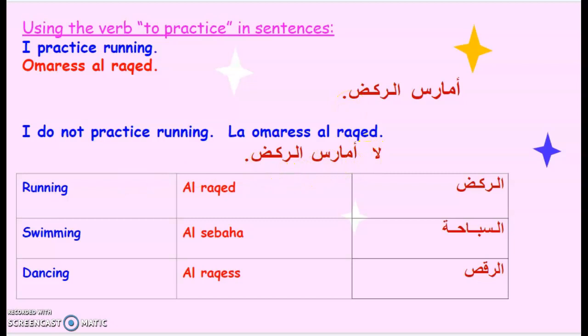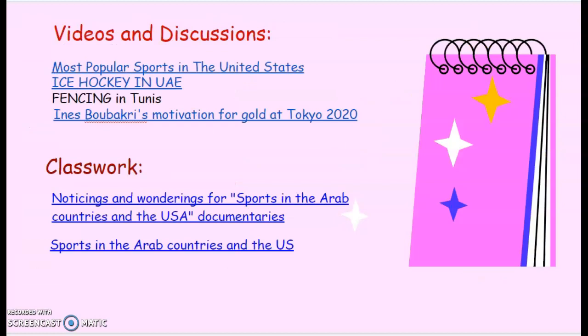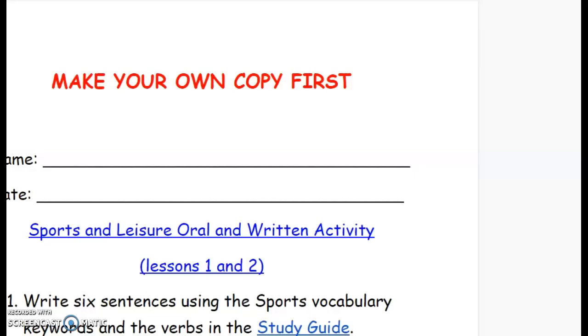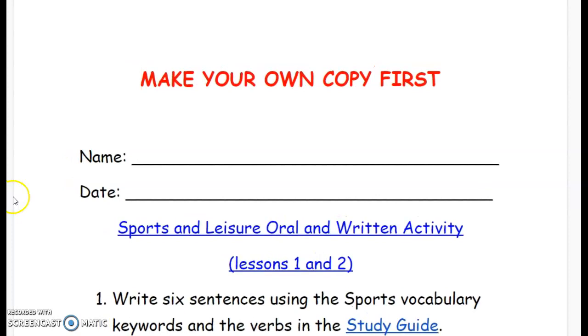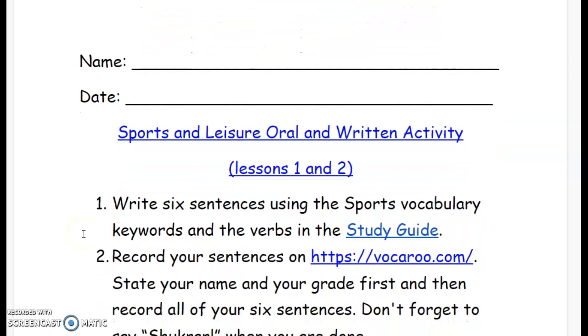Basically, you have to learn the vocabulary really well and put the sentence in order, just like in English. The reason I am showing you this is really a review for your test. Also, you are going to have a mini project about the types of sports that we learned, using these words and verbs to create sentences. This is the document that I will share with you on Google Classroom. It is called Sports and Leisure Oral and Written Activity.